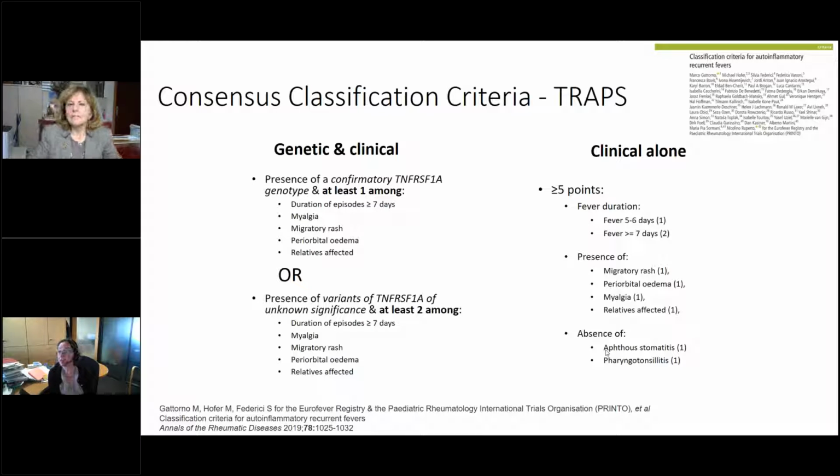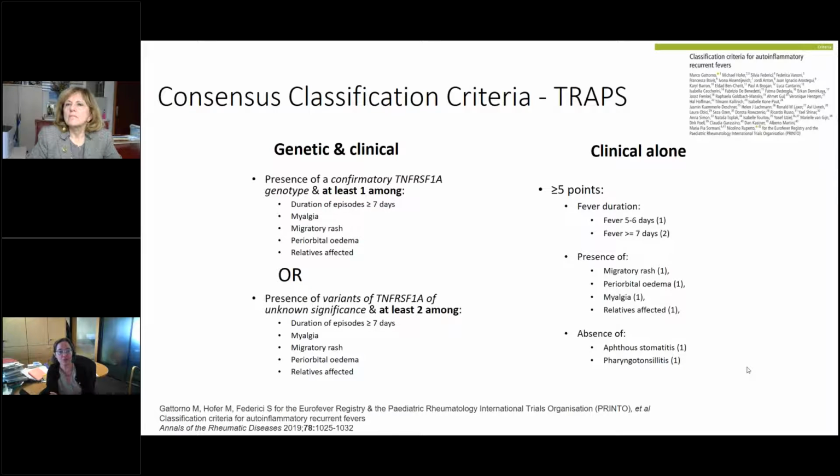If genetic testing is not available and you're doing this on clinical features alone, a point score was developed, and you needed 5 or more points, with points attributed to fever lasting a variable number of days, migratory rash, periorbital edema, myalgia and a family history, and also with recognition that some features were not suggestive of TRAPS, particularly aphthous stomatitis and pharyngotonsillitis, which are not particularly significant. And these scores were validated in what, as far as the investigators were concerned, quite an onerous and rigorous process.